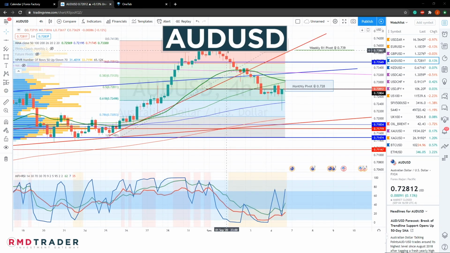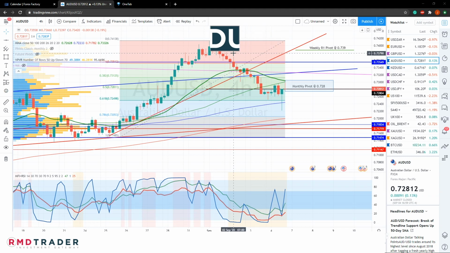And moving on to the Australian dollar USD. Also, as we expected, we saw price correcting towards the support level at 0.728, which was our weekly pivot from last week and also our monthly pivot. And then, of course, we also saw this 4-hour candle with a lower shadow rejecting off of the 4-hour 100 SMA, and we are currently right on our monthly pivot level.